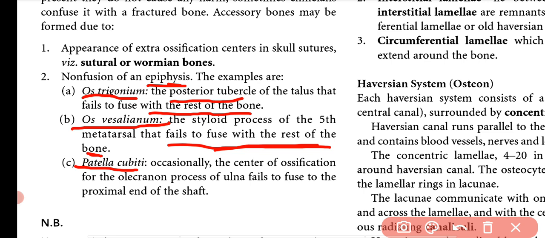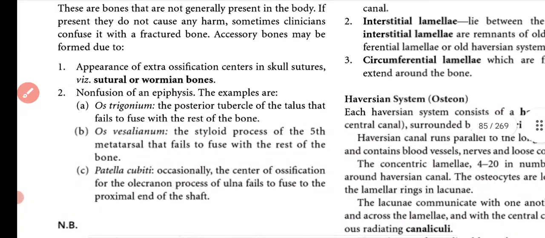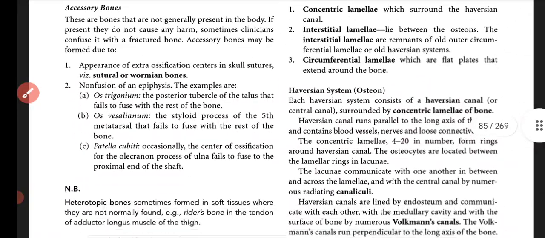Number 3 is the patella cubiti. Occasionally, the center of ossification for the olecranon process in the ulna fails to fuse to the proximal end of the shaft. We'll later study the olecranon process in the ulna. The olecranon process is also one of the epiphyses. Failure to fuse with the proximal end of the shaft is the patella cubiti.